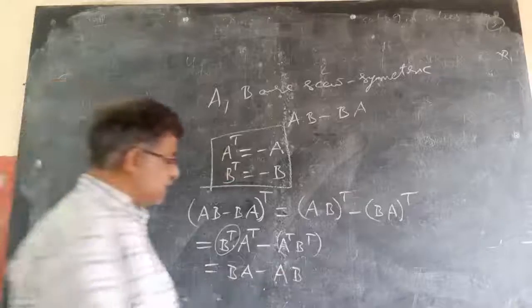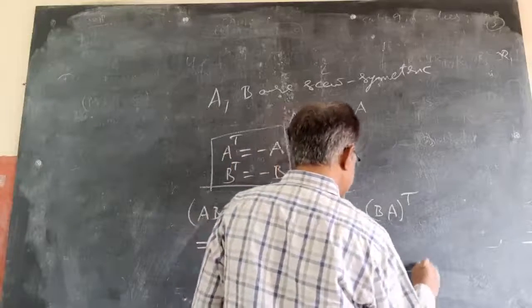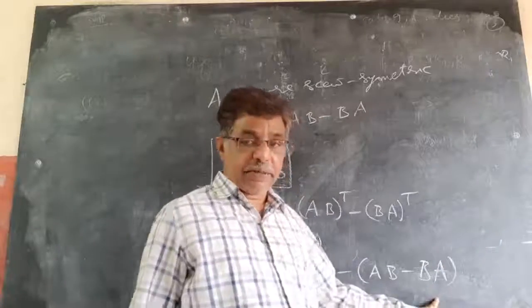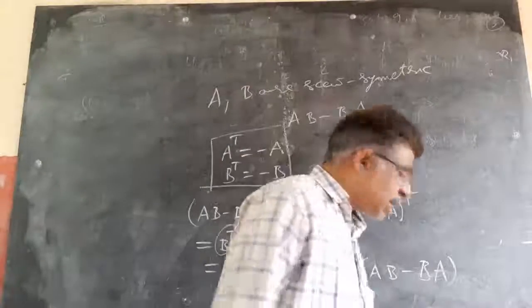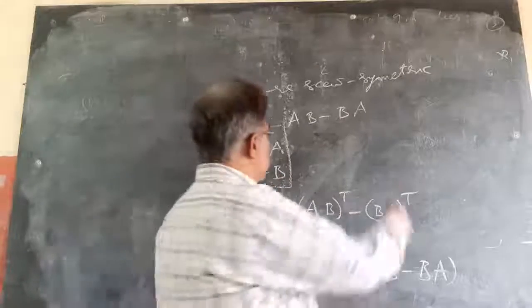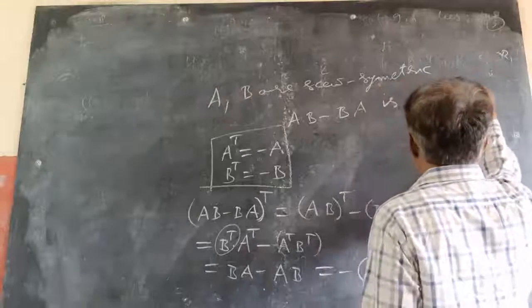Now if I take minus common, this becomes AB minus BA only. I got BA minus AB. If I take minus common, AB minus BA. So I got (AB minus BA) whole transpose is minus of (AB minus BA), which means the same as this. So it is skew symmetric. Therefore, AB minus BA is skew symmetric.